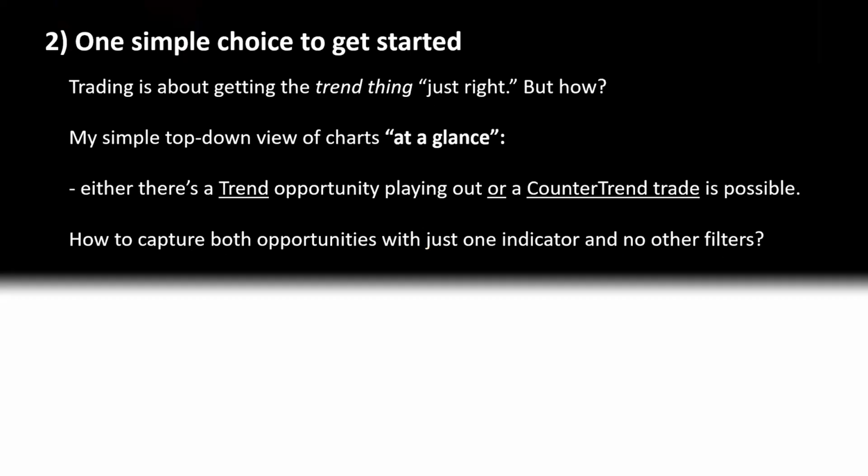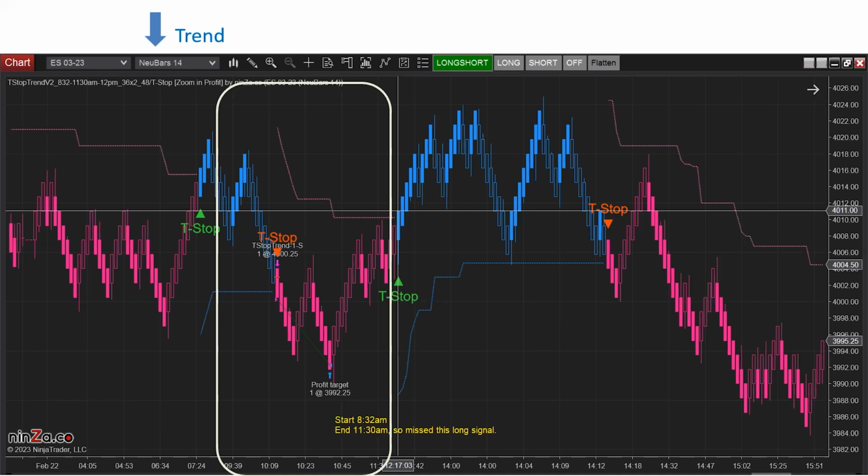So one simple choice to get started, what would it be? Just look at the trend. My simple approach at a glance is to look at a chart to see what the indicator is showing as trend, and then possibly look for the counter trend possibilities on that chart, and then capture both using the same indicator. In my example, it's the T-stop trend made by Nisa.